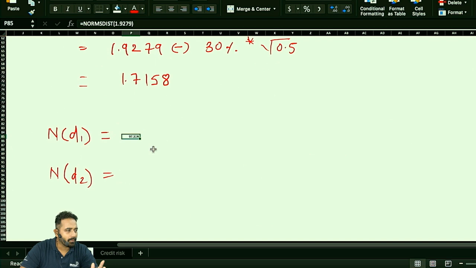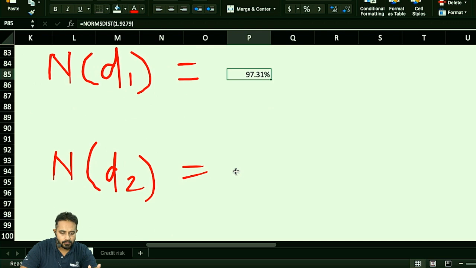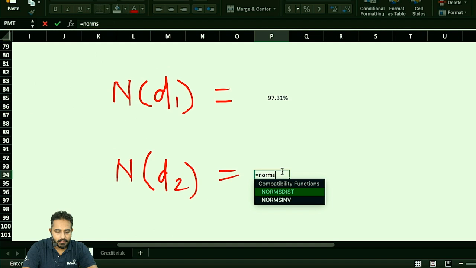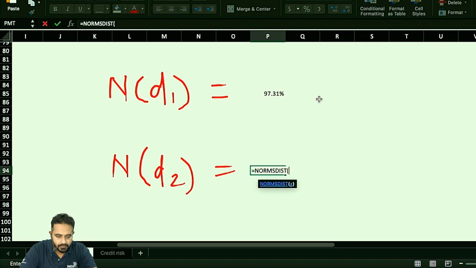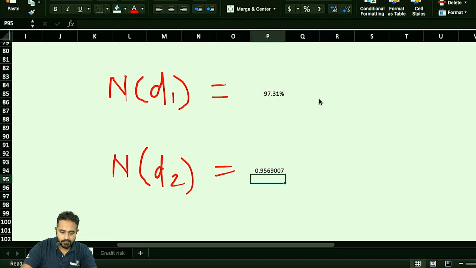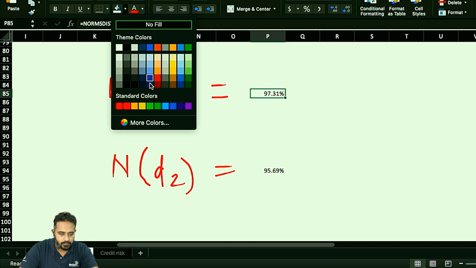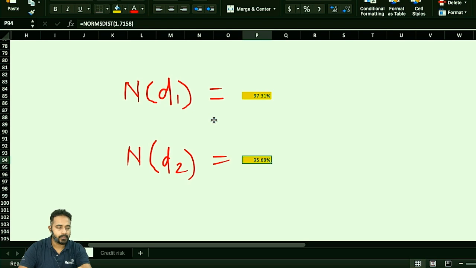Okay, now let's look at ND2. So ND2 will use the same formula. So we'll say is equal to NORM.S.DIST, and what's the z value? 1.7158. There you go. So this is coming out to be 95.69%. So these two values are ready for us now. Let me just assign them some color. So we have ND1 and ND2 available.